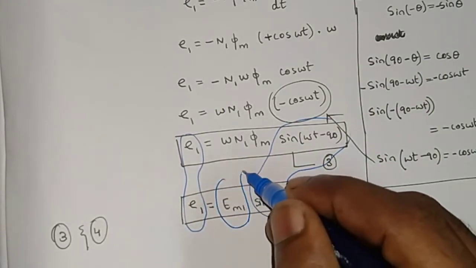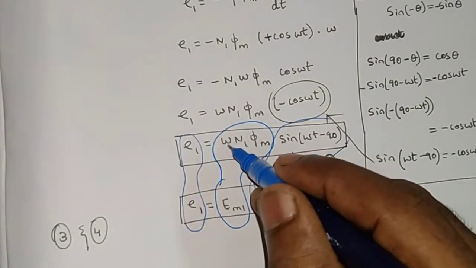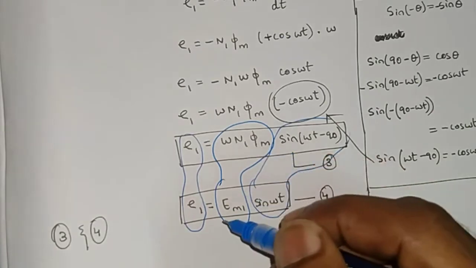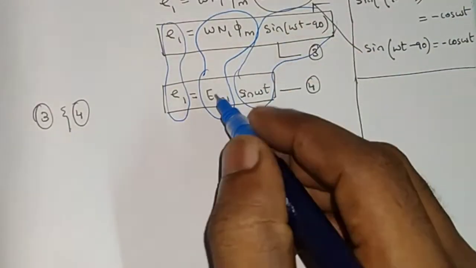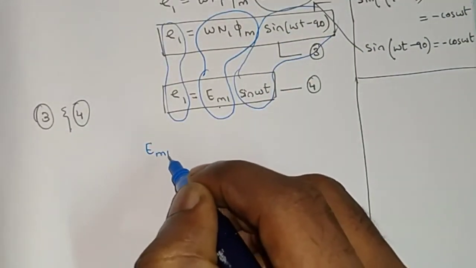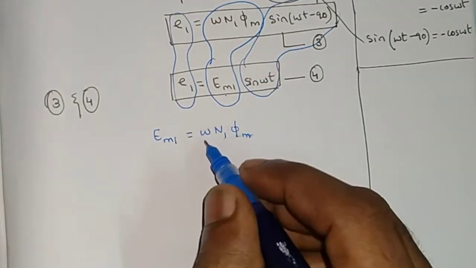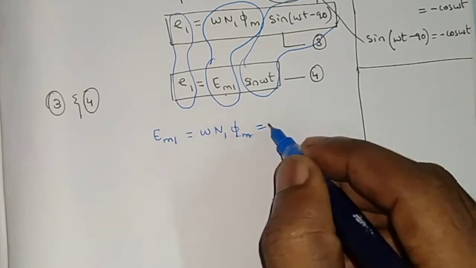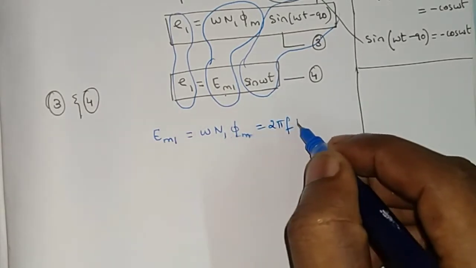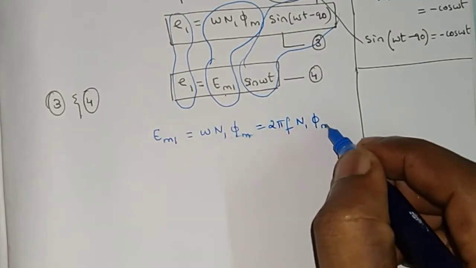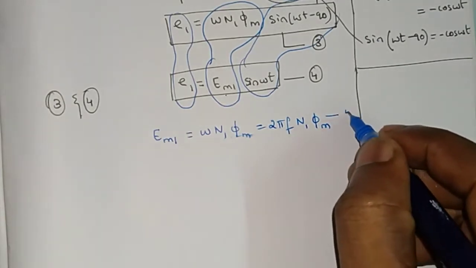Here one more thing, in the place of Em1, you are having omega n1 phi m. So this is what I'm going to equate. By equating these two equations, in the place of em1, you are getting omega n1 phi m. Now omega is nothing but, you know that, 2 pi f. n1 I'll write as it is, phi m. So this I'll take as equation number 5.